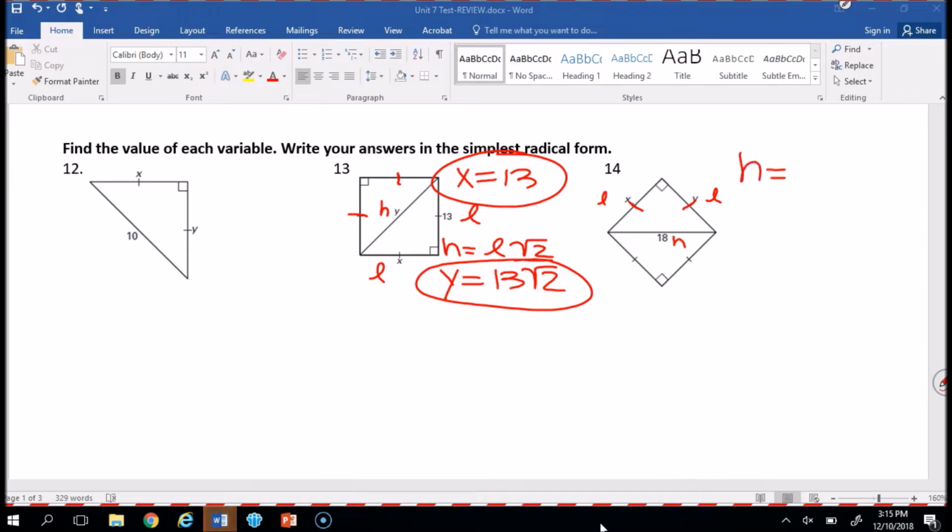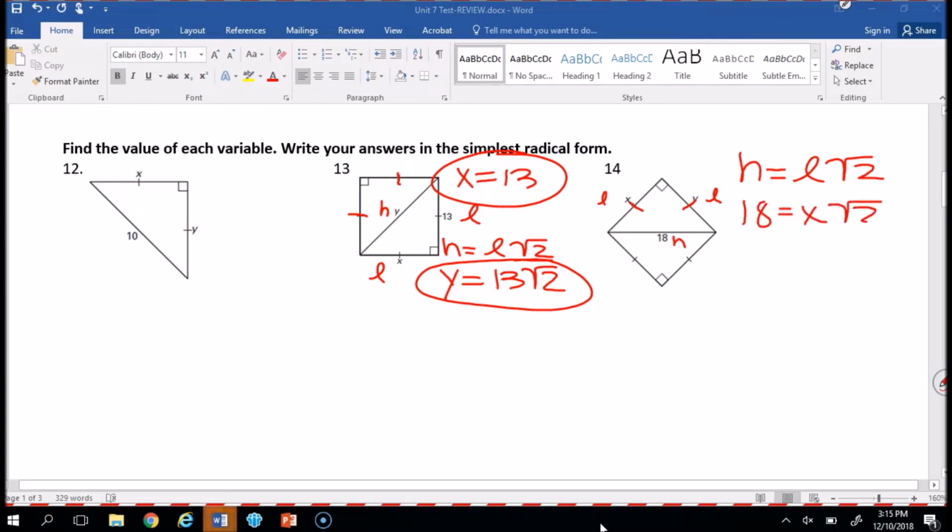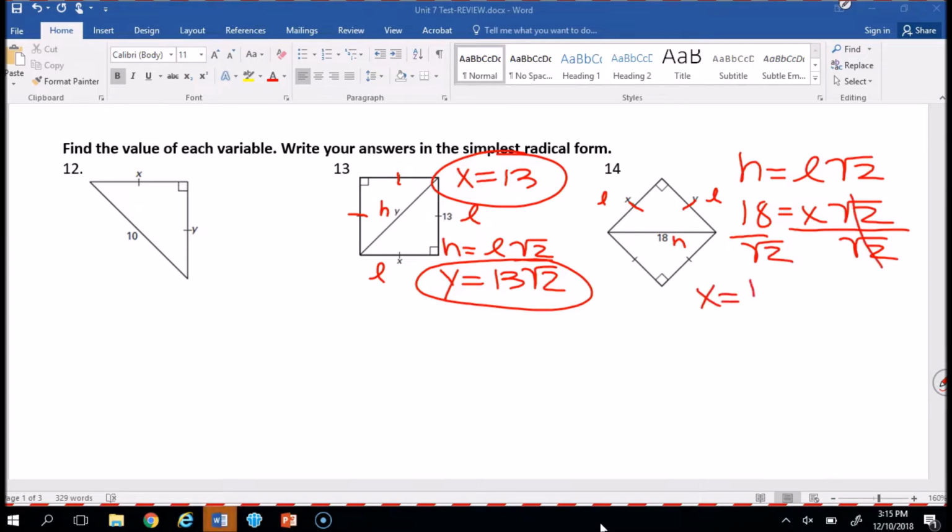So we need our formula for the hypotenuse. So h equals L square root of 2. So again, we're going to substitute in 18 equals, and we'll go ahead and say x square root of 2. Again, we have to divide both sides by the square root of 2. So now we have the square root of 2 gone from there. So x is equal to 18 over the square root of 2. If you recall, once again, we cannot leave a radical in the denominator. So we have to multiply both the top and the bottom by the square root of 2.